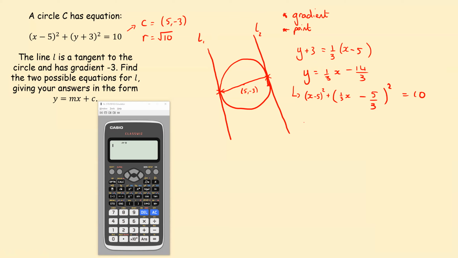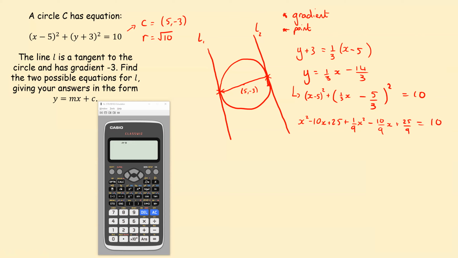I'm going to expand all of this. So (x minus 5) all squared expands to be x squared minus 10x plus 25. Plus this one, a little bit trickier. I get 1/9 x squared. And then here I'm going to get 5/9 of x, but negative. But I'm going to get that twice, one from each bracket. So that's 10/9 of x, plus 25 over 9 from this thing squared. And that's equal to 10.